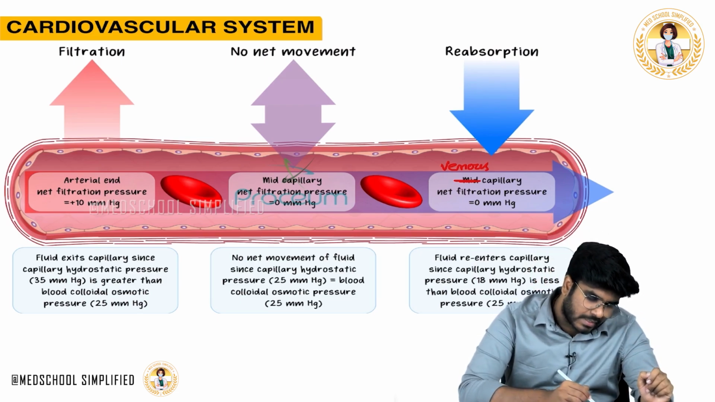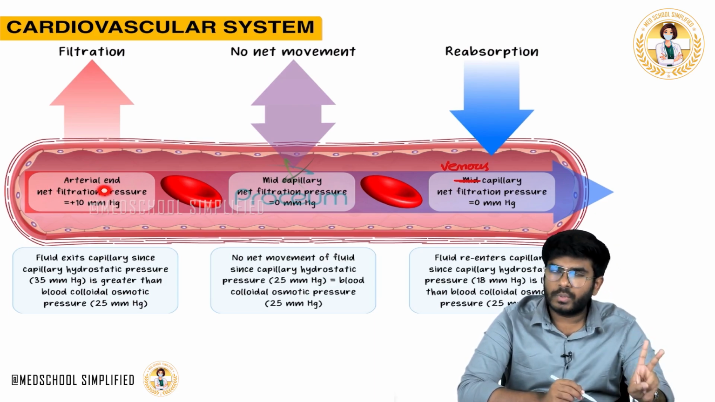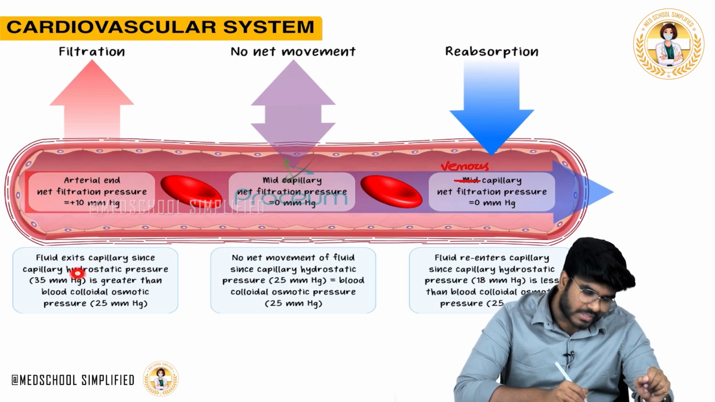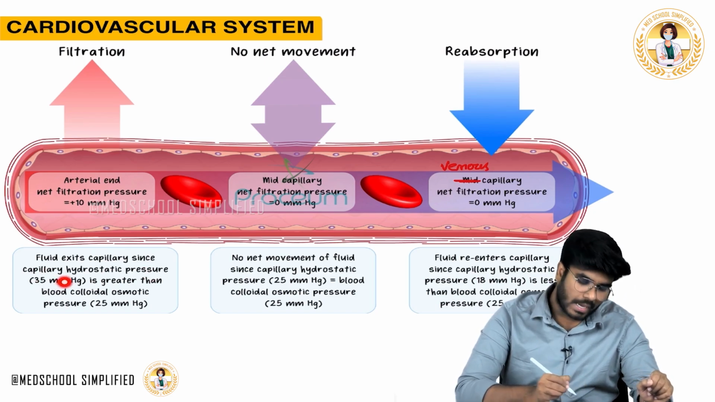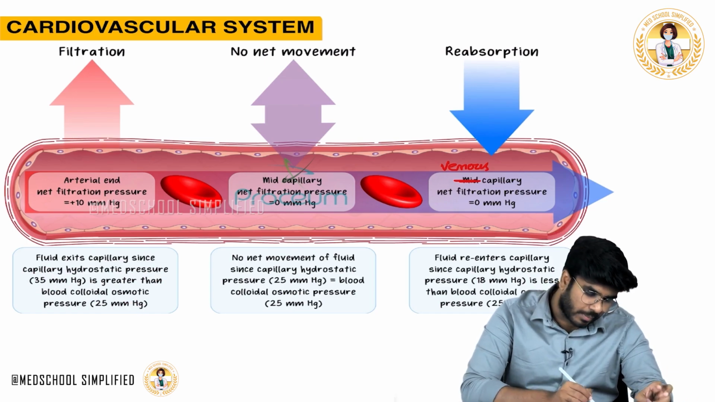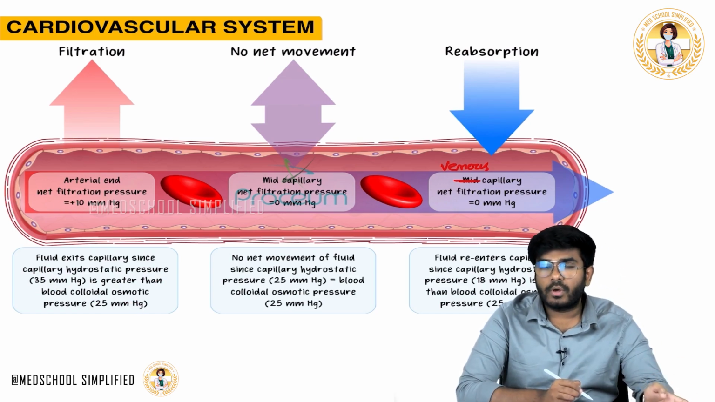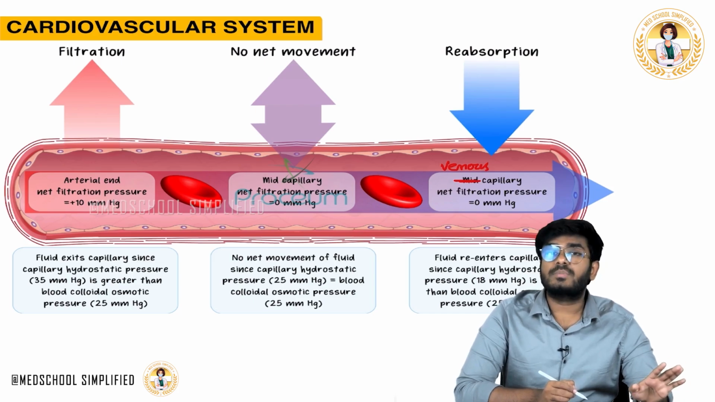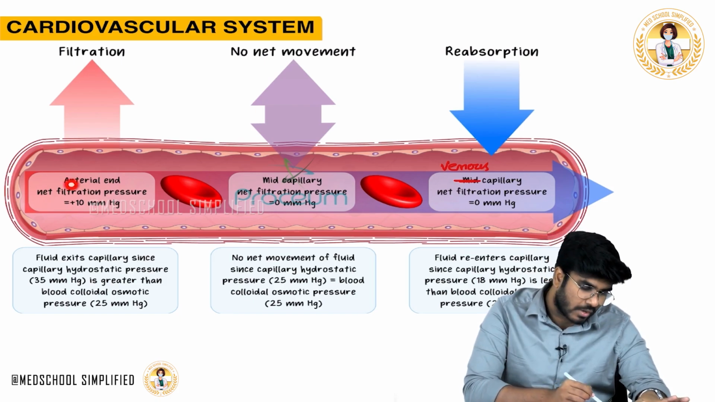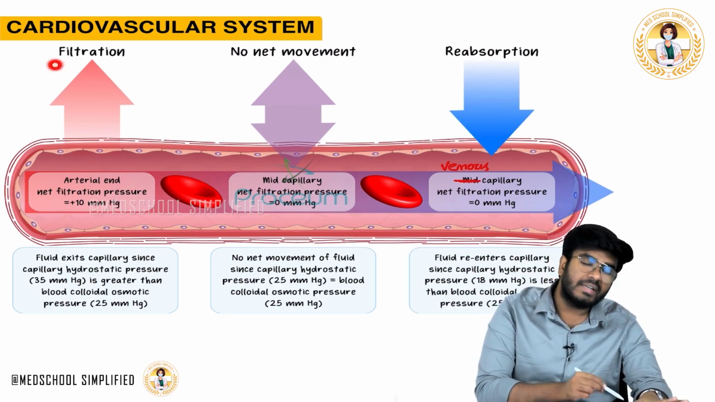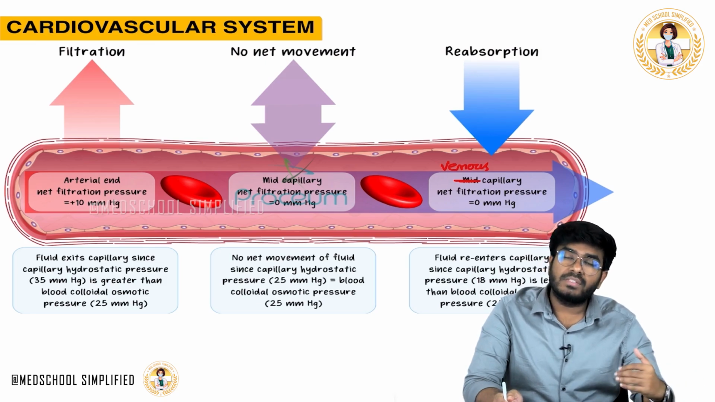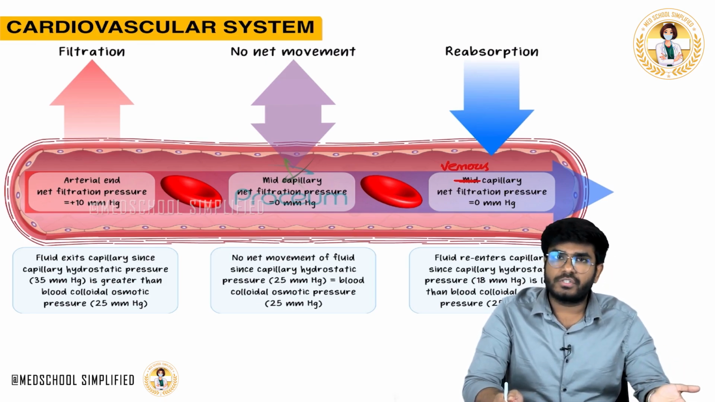So at the arterial end of the capillaries, there are two pressures present. One is the capillary hydrostatic pressure, which is 35 mmHg, and the osmotic pressure is 25 mmHg. What is the difference? The difference is 10 mmHg. Hydrostatic pressure is greater than the osmotic pressure. As the hydrostatic pressure is more here, fluid is going to filter, filtration is happening. Now the plasma is getting filtered, and the fluid is moving into the tissues.